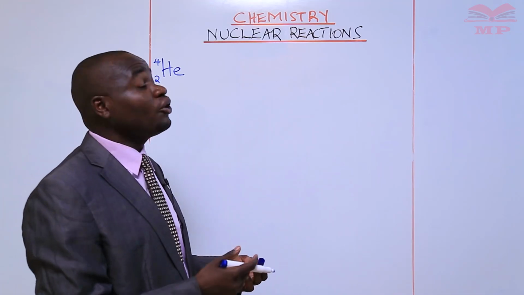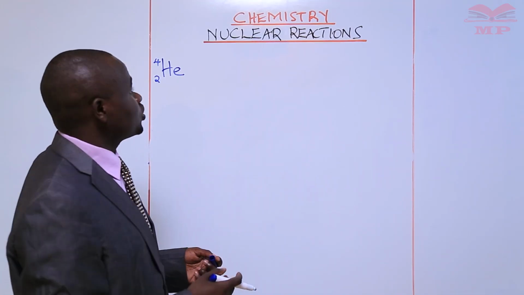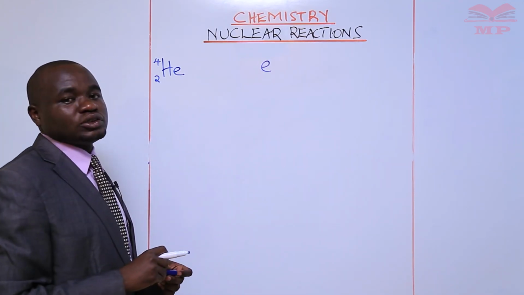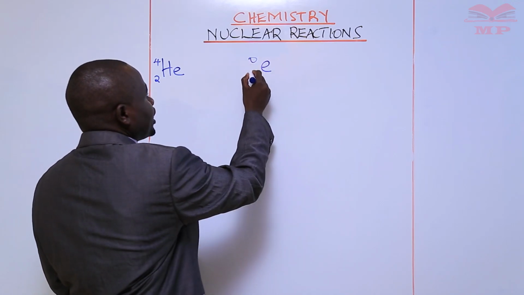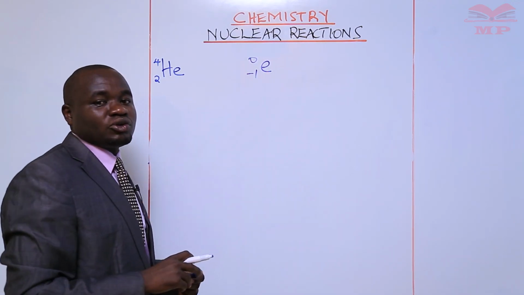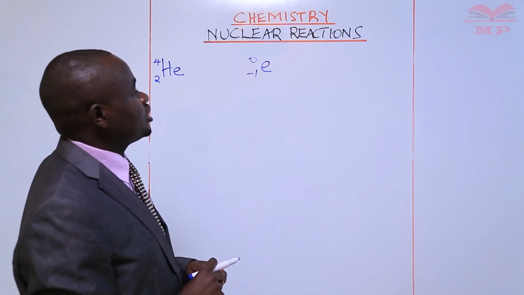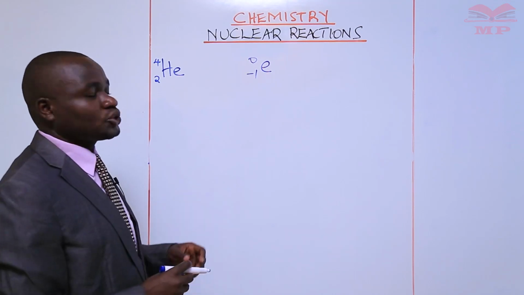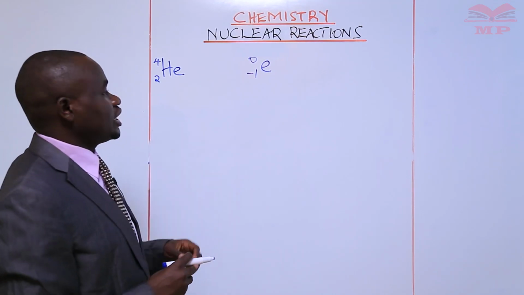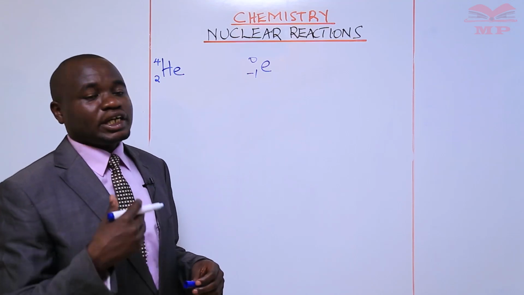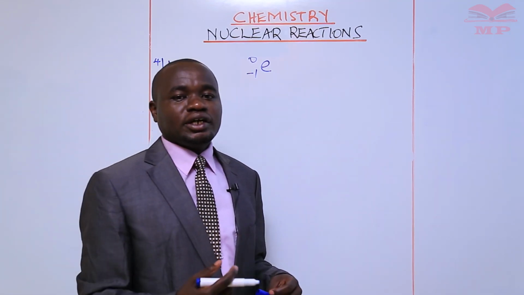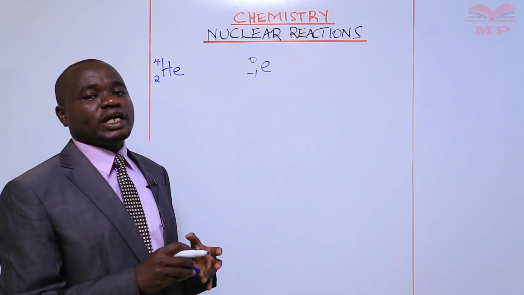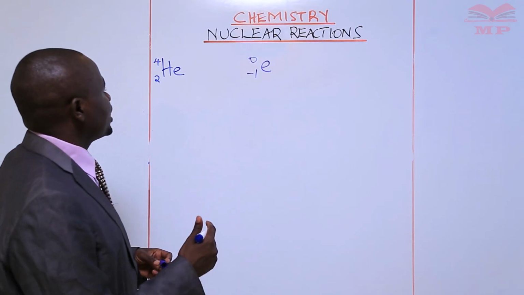For beta particles, we saw that if you're writing a nuclear equation, you use an electron with a mass number of 0 and atomic number of -1. So, my dear candidate, I want us to see how we write a nuclear equation. Before we look at examples, I want us to understand that anytime alpha particles are emitted, there is a change in both atomic number as well as mass number.